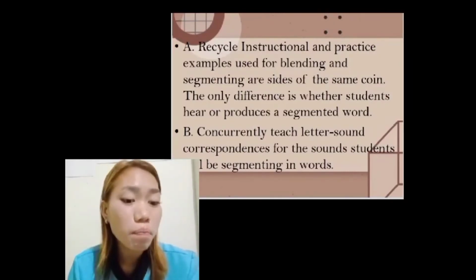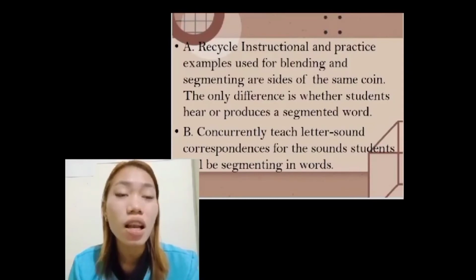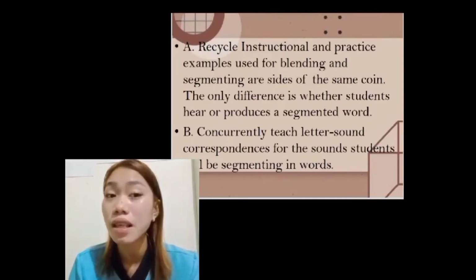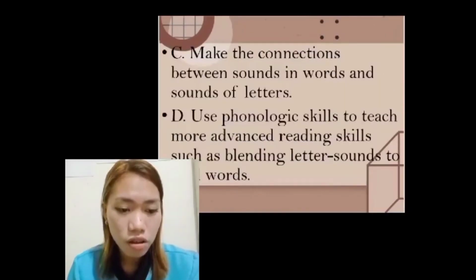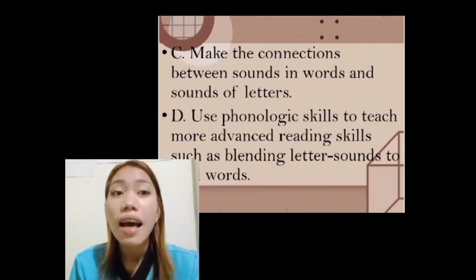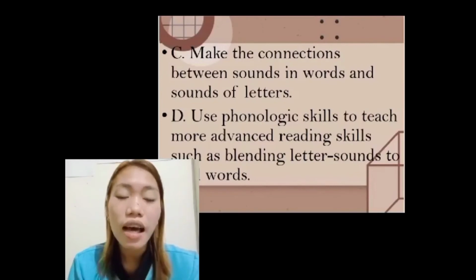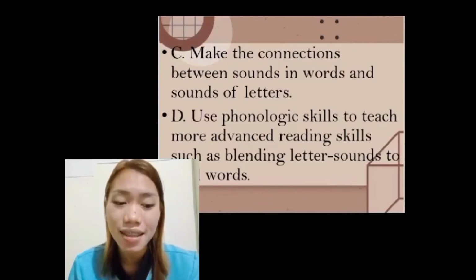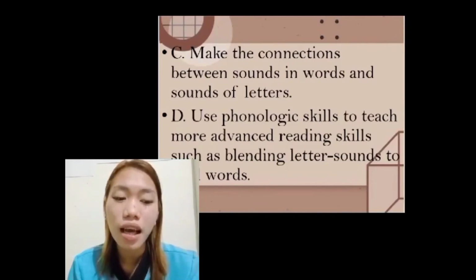So letter B is, currently teach letter-sound correspondence for the sounds students will be segmenting in words. Letter C, make the connection between sounds in the words and sounds of the letters. And letter D, use the phonological skill to teach more advanced reading skills such as blending letters to read words.